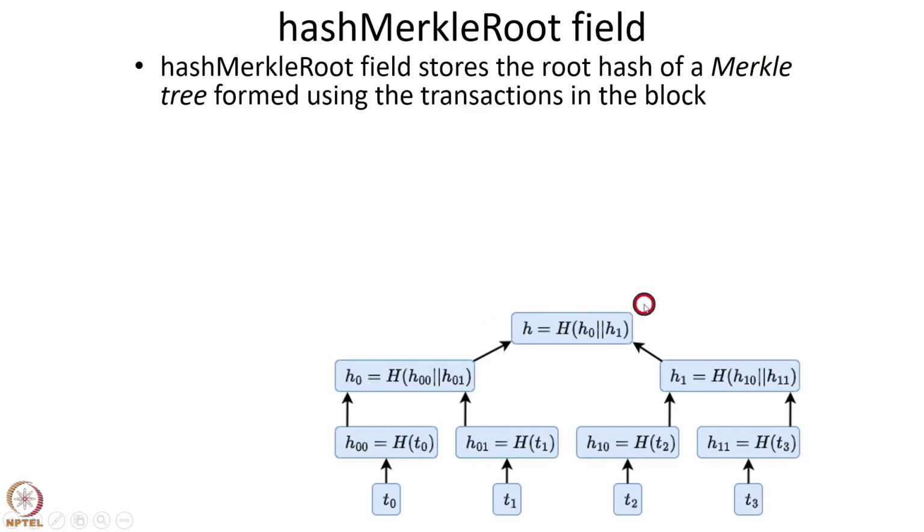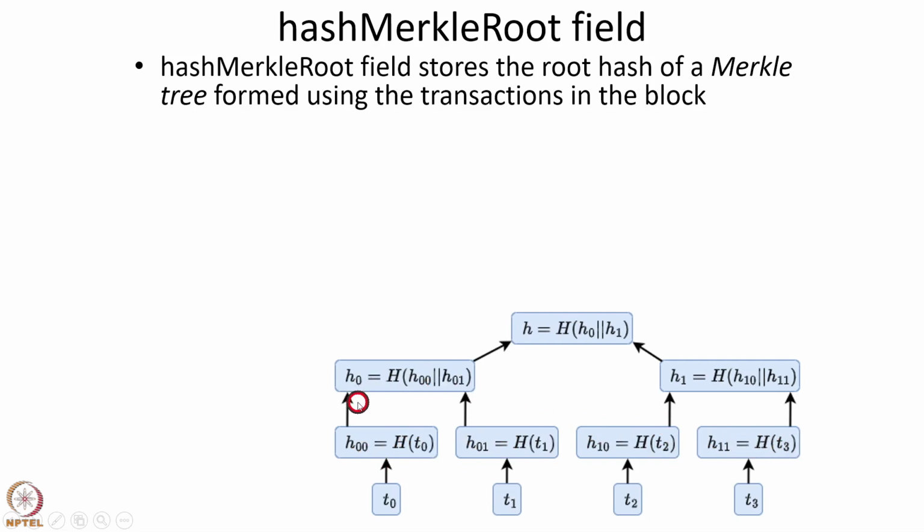This shows a Merkle tree. The transactions in the block are these T0, T1, T2, and T3. Each of these transactions encodes the transfer of a certain number of bitcoins from a sender to a receiver. For example, T1 may record that Alice transfers 1 bitcoin to Bob. We find the hash value of each of these transactions. So, H00 is the hash of T0, then H01 is the hash of T1, H10 is the hash of T2, and H11 is the hash of T3.